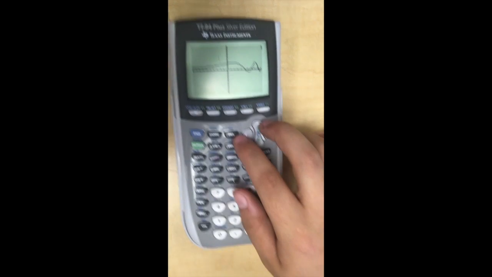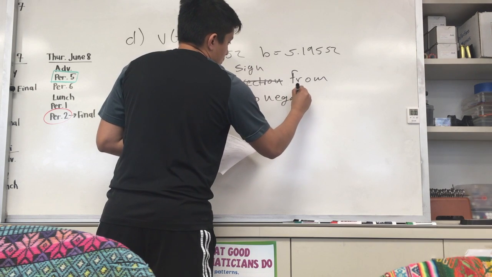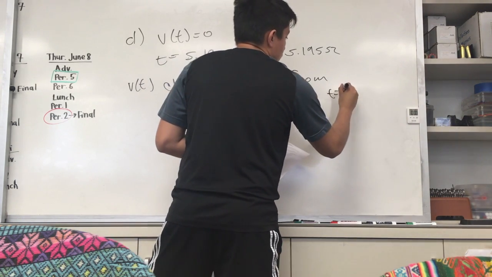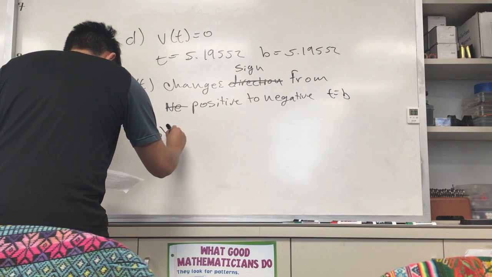And now we can see how to solve it. Basically you want to graph it, and then you want to go second trace, go to zero, and then you do left bound, right bound, and then you should be getting 0. And then let me write this explanation.